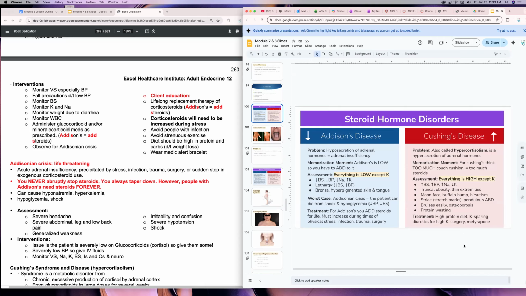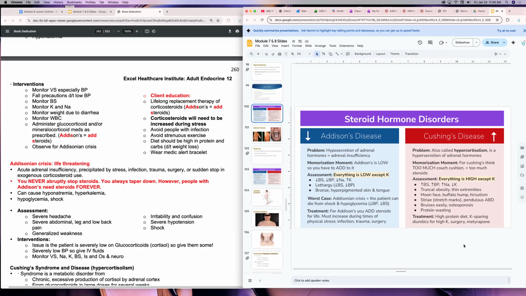Assessment: everything is high except potassium. So high blood sugar, high blood pressure, high sodium, low potassium. So the few questions that I've seen on Addison's and Cushing's, they usually want to see if you can remember the potassium. So just remember the potassium is opposite of the disease, okay? Addison's is too low steroids, but the potassium is too high. Cushing's is too much steroids, but the potassium is too low.